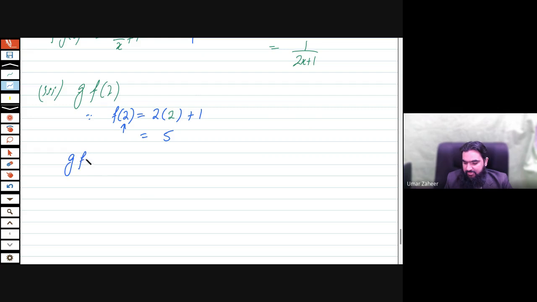Now g into f of 2 is equal to g as it is. At the place of f of 2, I will substitute the value. Now we have to find g of 5. And what is the function g?